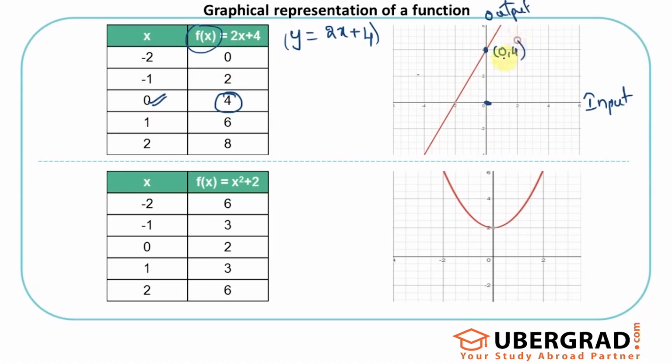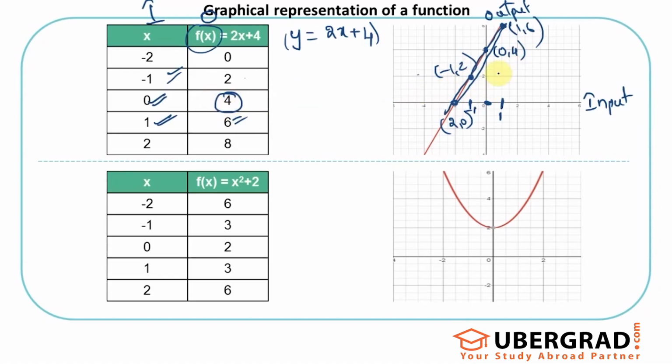Input comma output. Input is the x-axis and output is the y-axis, right? So this is my input and this is my output. So output should go on the y-axis and input should come on the x-axis. When input is 1, output should be 6, right? This is 1 comma 6. And when input is minus 1, output is 2, so input is minus 1, output is 2, right? Similarly, input is minus 2, output is 0. I get points, I can join them to get this line. Right, that's how I can also look at the graph and read.